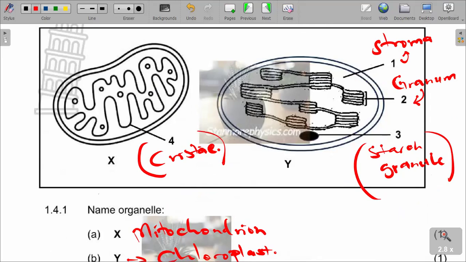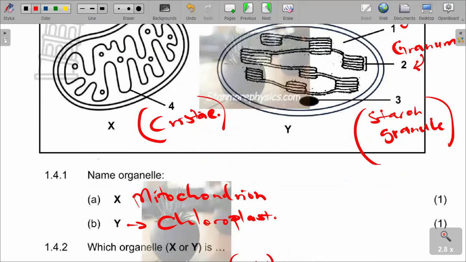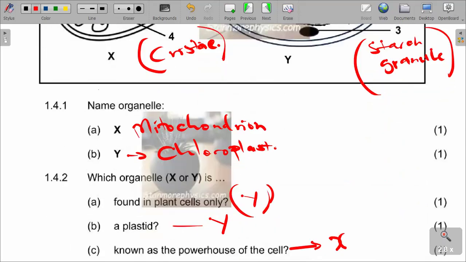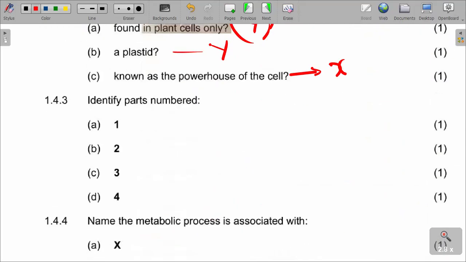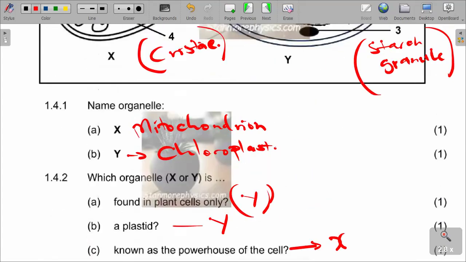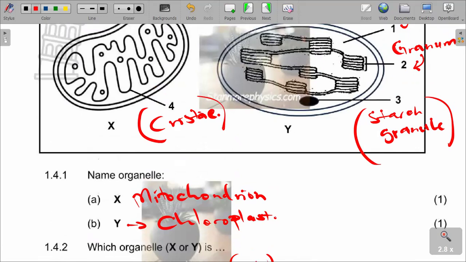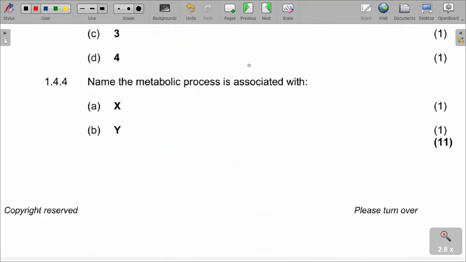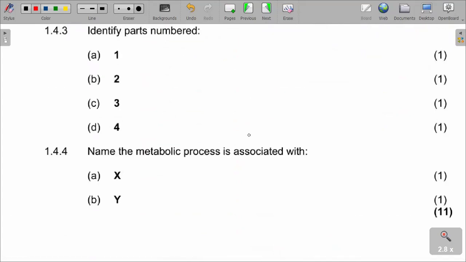Just please understand that you can also be asked to give the different functions and how they work. Name the metabolic process associated with X. The metabolic process that is associated with the mitochondria, the mitochondria is actually promoting cellular respiration. The mitochondria is associated with cellular respiration.